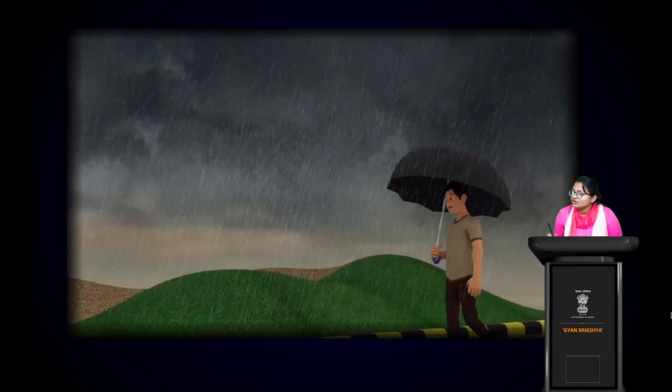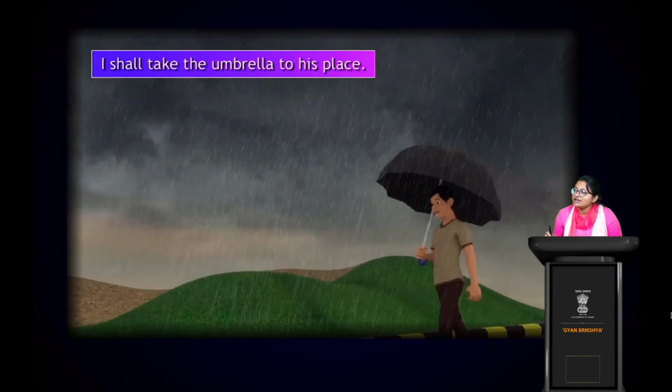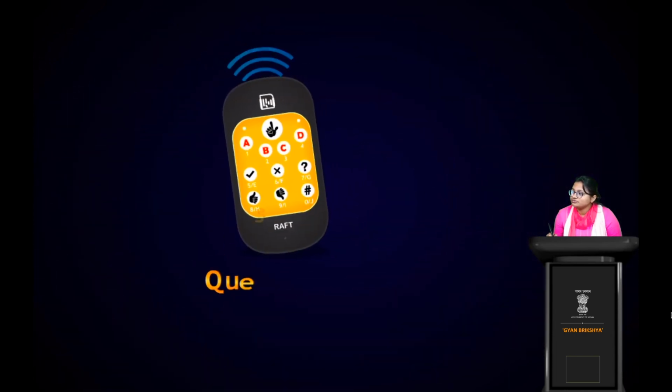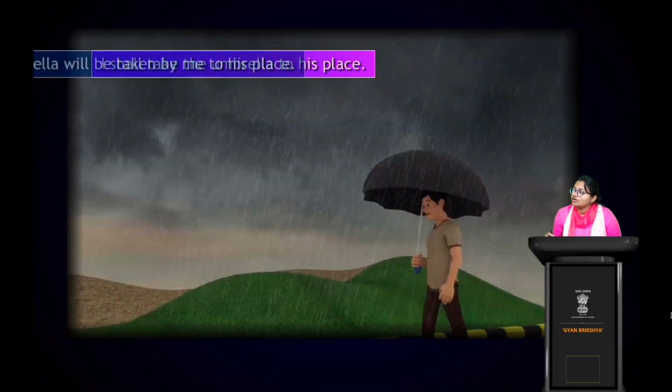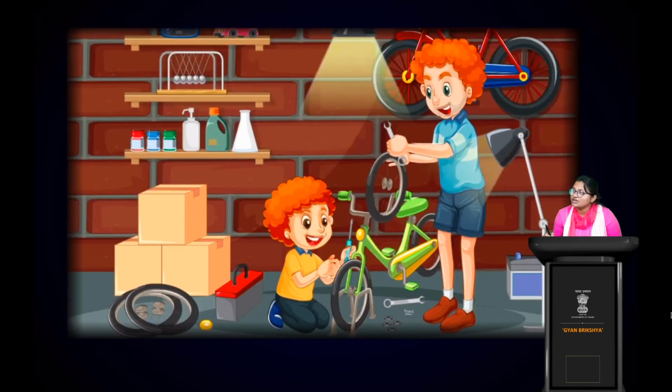Okay, so now look at these examples once again. "I shall take the umbrella to his place," which changes to "The umbrella will be taken by me to his place," right? So these are the changes that you see. "He will help me." This changes to "I will be helped by him," right?